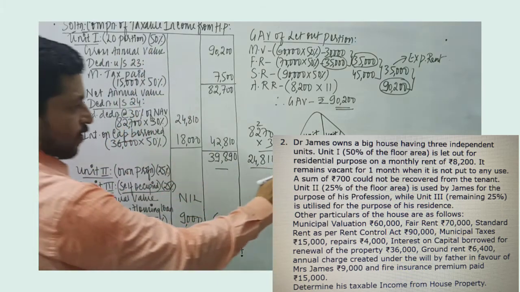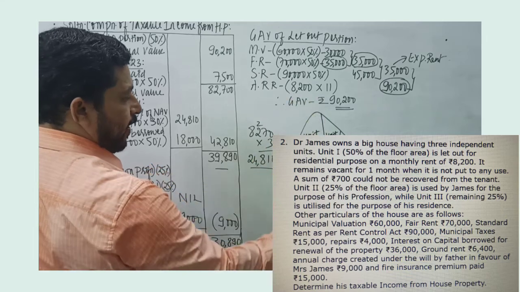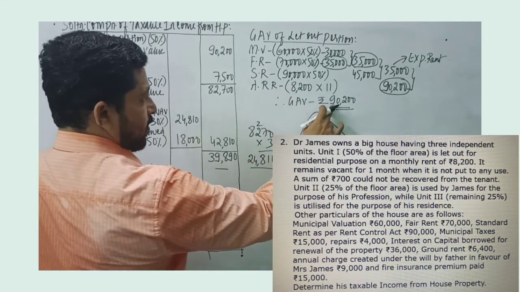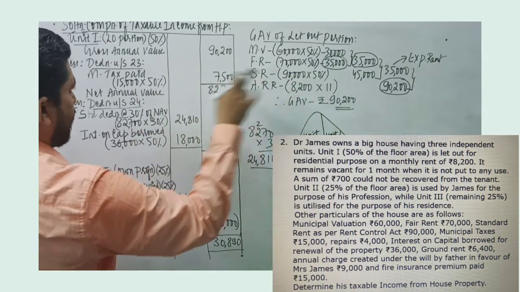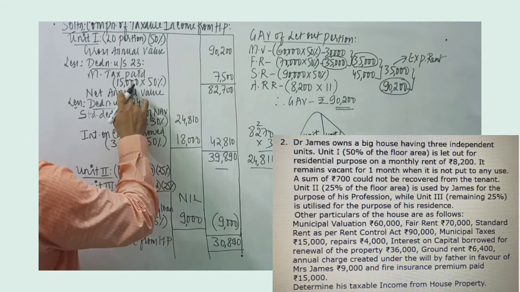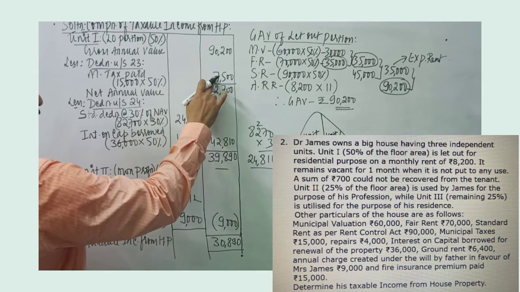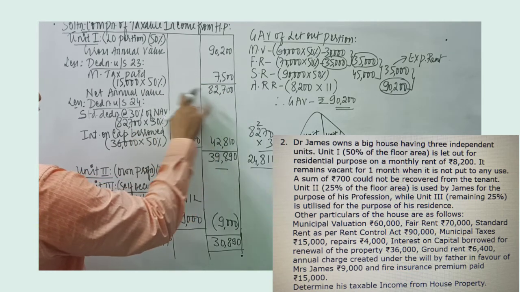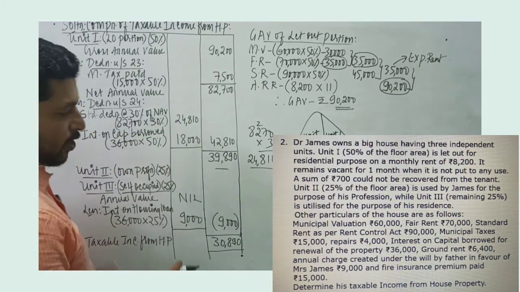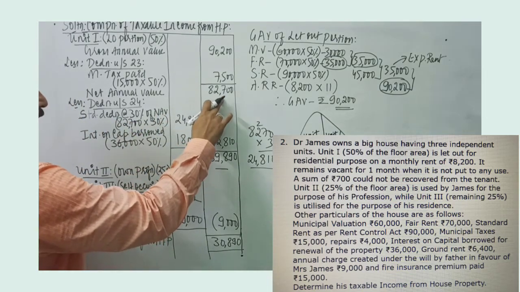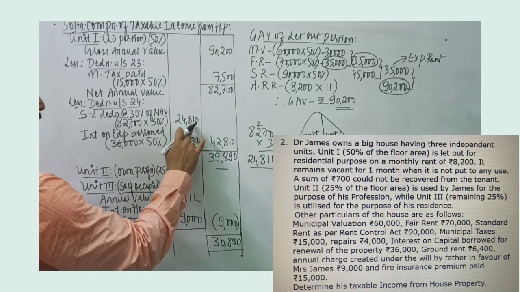Let out portion is 50%, 8,200 per month is the rent, and it is vacant for 1 month, so for 11 months it is 9,200. We calculate 9,200 as the gross annual value. Then municipal tax paid is 15,000. Only 50% will be considered, which is 7,500. So when you deduct, net annual value is 82,700. Then we have, as usual, standard deduction at 30% of NAV. 82,700 into 30% works out to 24,810.